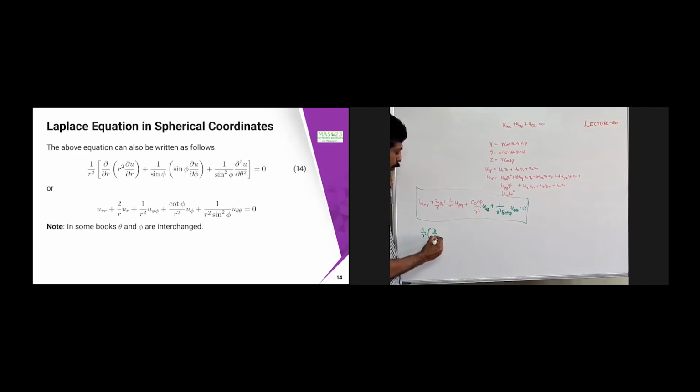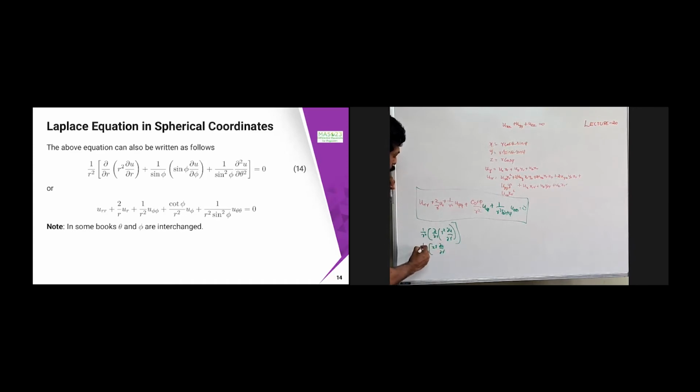Dou by dou r of r square into dou u by dou r. You can just verify that. Okay, this is going to be these two terms. So you can just check that dou by dou r of r square dou u by dou r is going to become like we are going to get 2r into dou u by dou r. Okay, first term 2r into dou u by dou r is going to come.